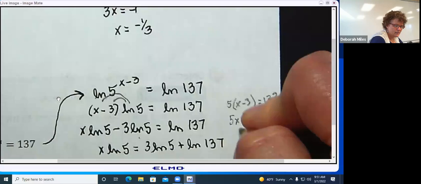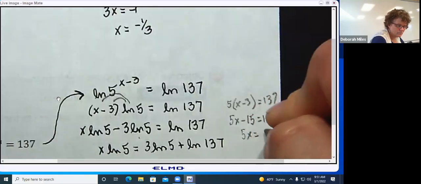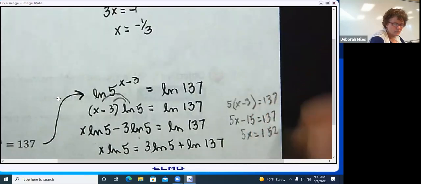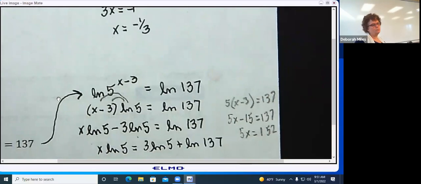If I did that to my little baby easy equation, what would be the last step? On this equation?